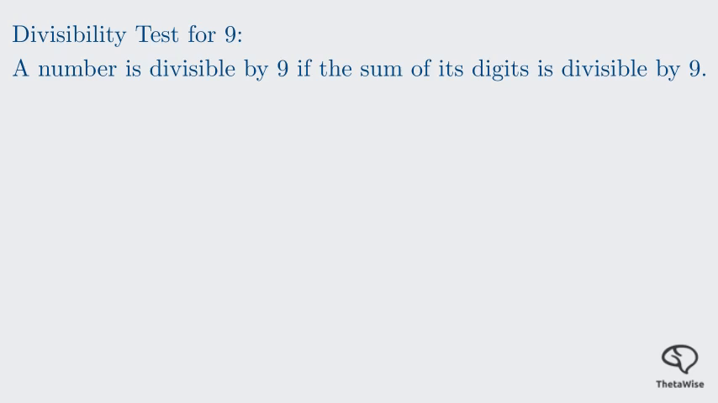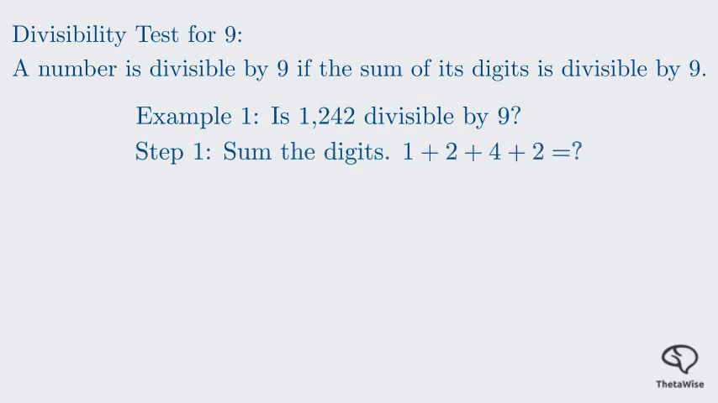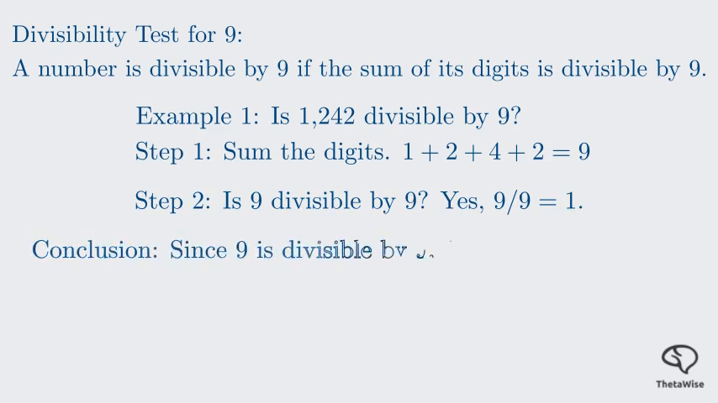Let's try an example. Is the number 242 divisible by 9? First, we sum the digits. 1 plus 2 plus 4 plus 2. 1 plus 2 is 3, 3 plus 4 is 7, and 7 plus 2 is 9. The sum is 9. Now, is 9 divisible by 9? Yes, it is. 9 divided by 9 is 1. Since the sum of the digits, 9, is divisible by 9, the original number, 242, is also divisible by 9. Let's check. 242 divided by 9 is 138. It works perfectly.